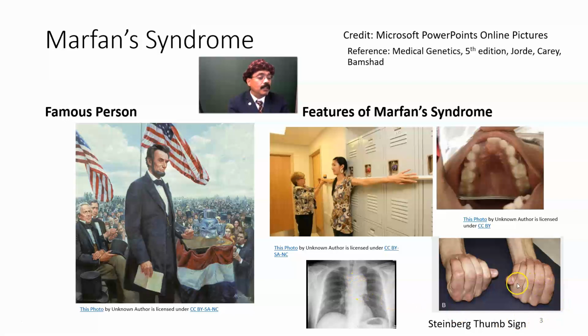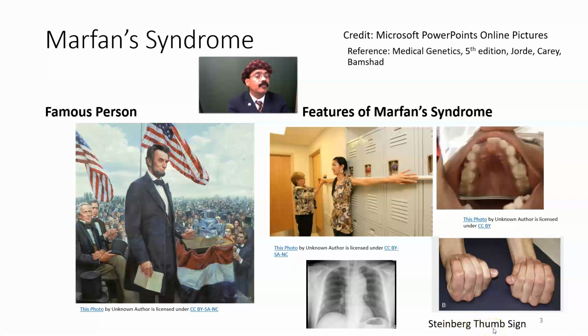Okay, and if you show the flexibility of the person's joints, look at that. When he puts the thumb inside, the thumb comes out on the palmar margin. Okay, like this. This person's thumb is here. This is her thumb actually. This is an image taken from a genetics book. The patient is a 7 or 8 year old girl, and the thumb is passing beyond the margin of the palm. Okay, this is called Steinberg thumb sign.